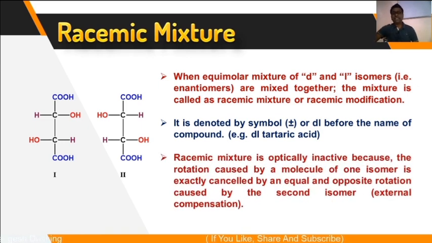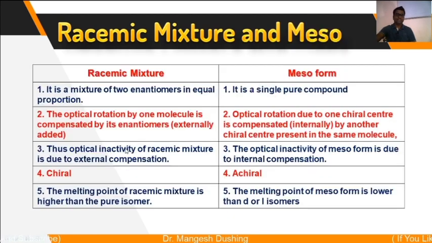A racemic mixture is optically inactive because the rotation by one enantiomer is exactly cancelled by the equal and opposite rotation caused by the second isomer. So rotation due to one isomer is cancelled by the rotation due to the other isomer. Suppose the rotation is around 5 degrees. So one will show plus 5 and the other will show minus 5. So the total will be 0. This is external compensation of the optical rotation.